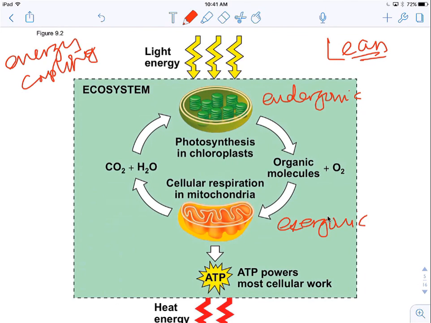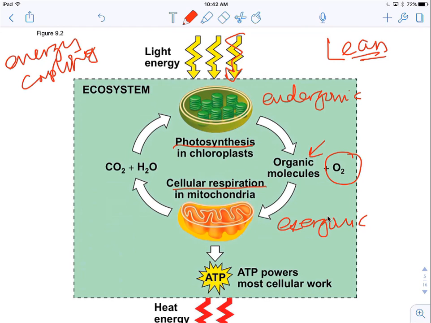Okay, so photosynthesis harvests light energy from the sun and stores it in organic molecules. In the process, it releases oxygen, which is really a waste product of photosynthesis. But conveniently enough, we need that oxygen to run cellular respiration. We're going to talk about the role that oxygen plays in just a minute.